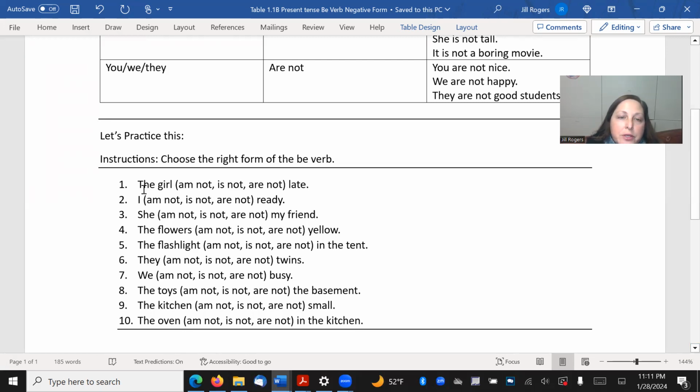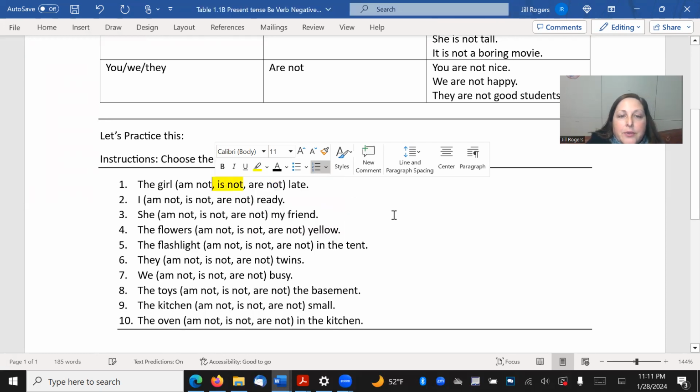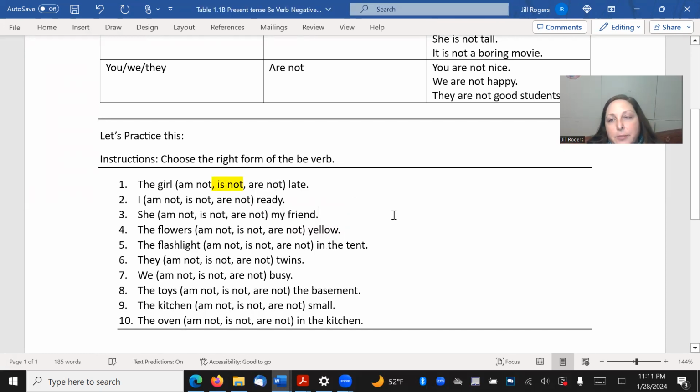Okay, so if we just go through this, how do we do it? It's just like the last time. We need to know what kind of subject this is. Is it going to need a singular is or a plural are form of the be verb? So the girl, that's one girl, and it also could be replaced by she. So the girl is not late. If you highlight or underline here, I like highlighting, you pick the right answer.